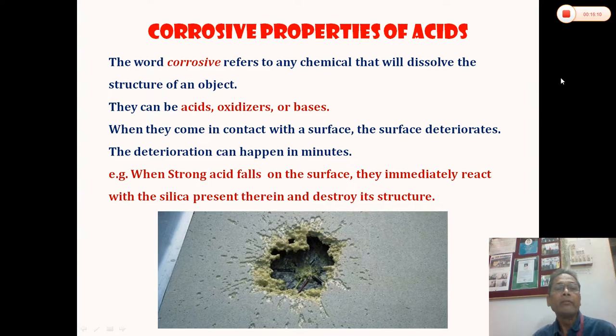For example, when strong acids fall on the surface of silica, generally the surface or tiles are made up of silica. Old tiles or natural tiles are made up of silica, and when strong acid falls on the surface of natural tiles or even on the open earth surface, these acids immediately react with the silica present in them and convert the silica into silica salts, and therefore the structure of those tiles or the surface will be destroyed.